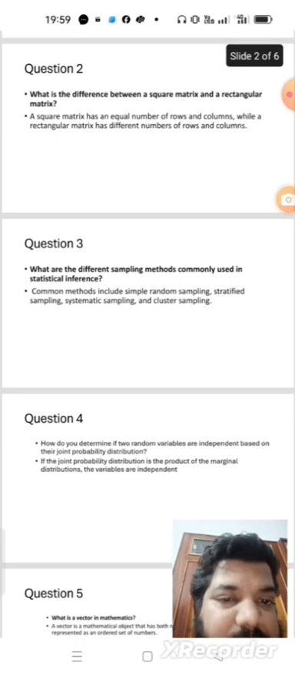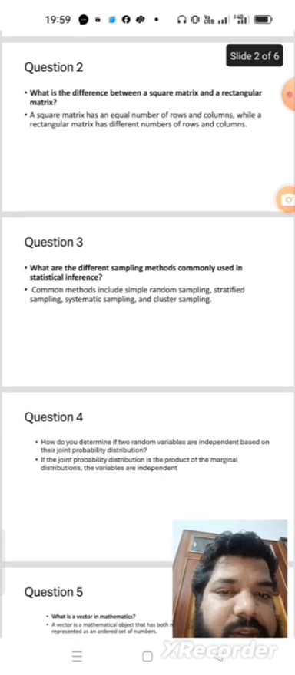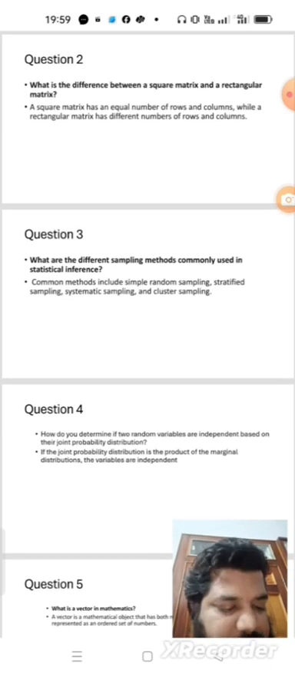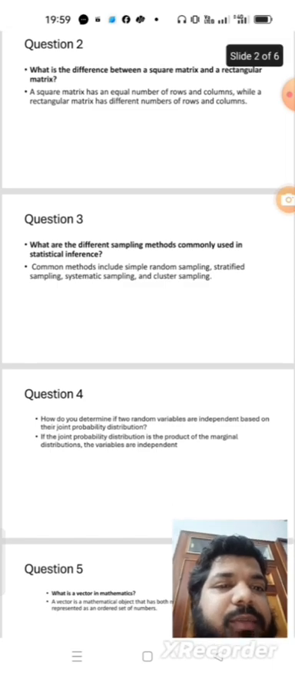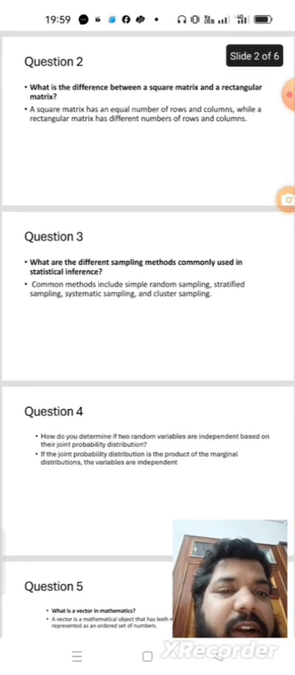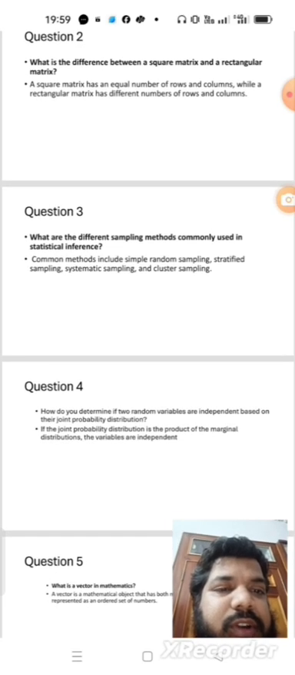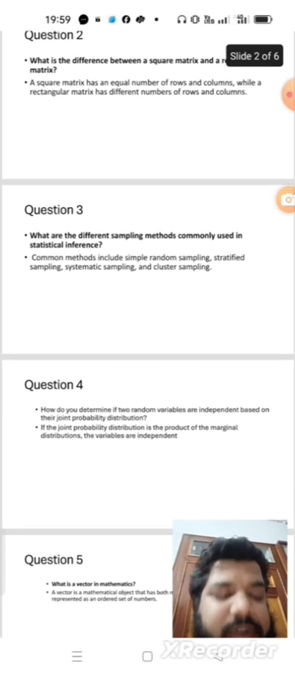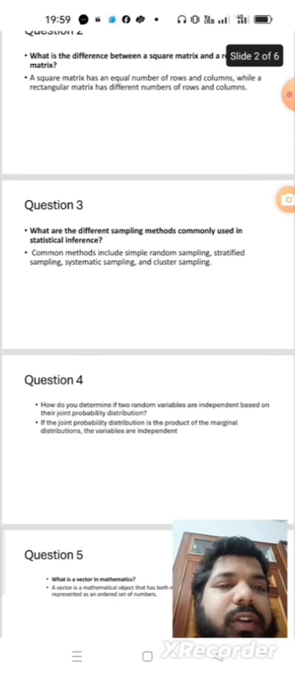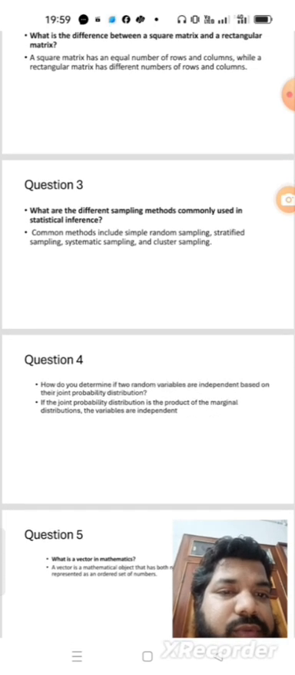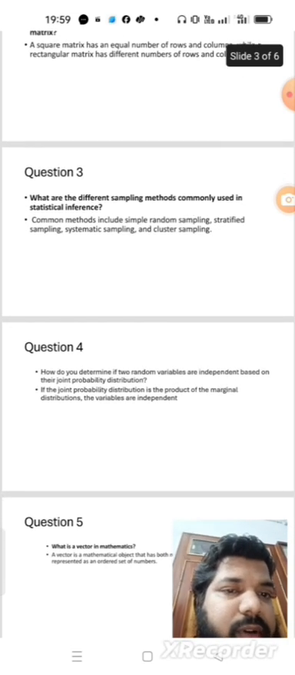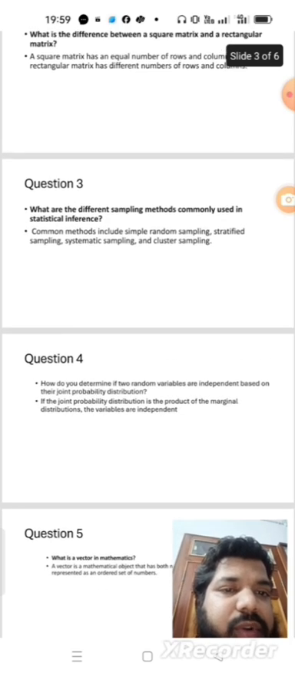Some common methods include simple random sampling, stratified sampling, systematic sampling, and cluster sampling. In simple random sampling, suppose we choose students in a class of 100 students, we can randomly choose any student after numbering them between 1 to 100.